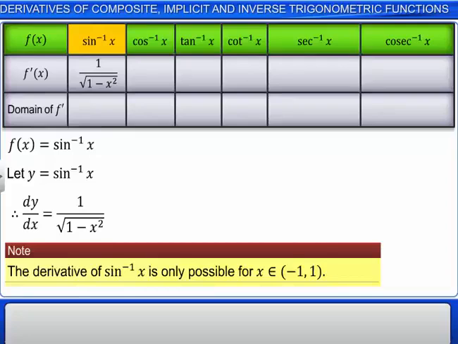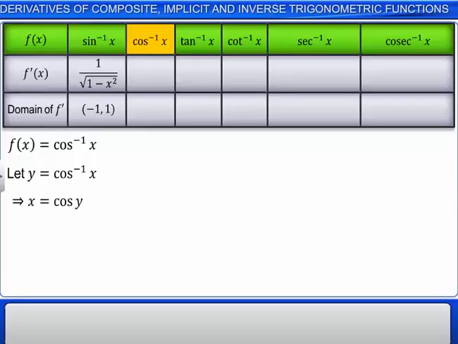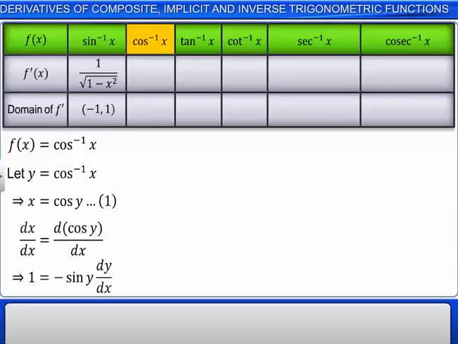Next, let us find the derivative of f of x is equal to cos inverse x. Let y be equal to cos inverse x. This can also be written as x is equal to cos y. Let this be equation 1. Now, let's differentiate both the sides with respect to x. We know that the derivative of cos y with respect to x is equal to minus sine y into dy by dx.